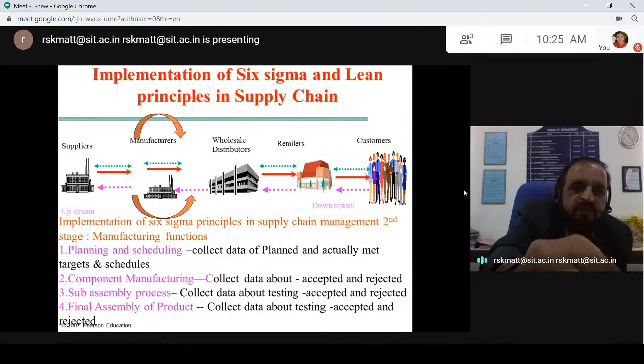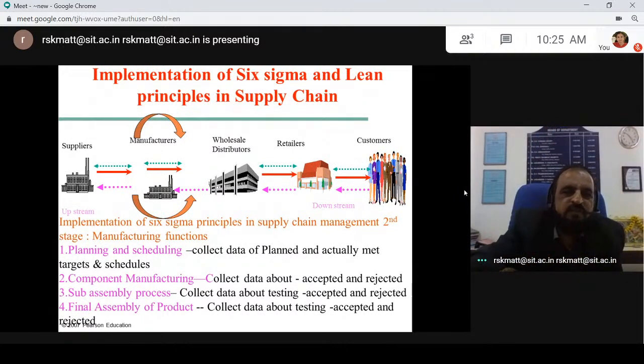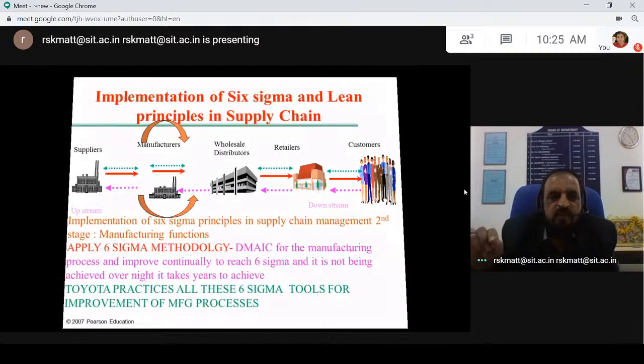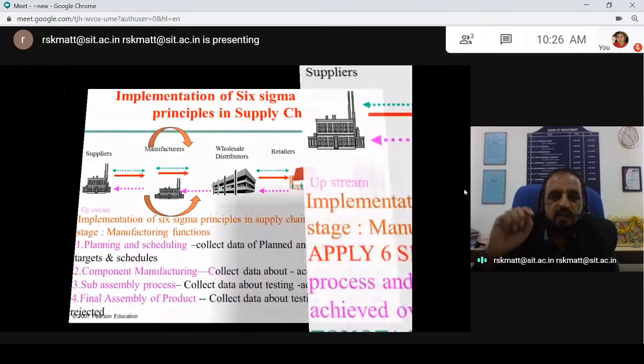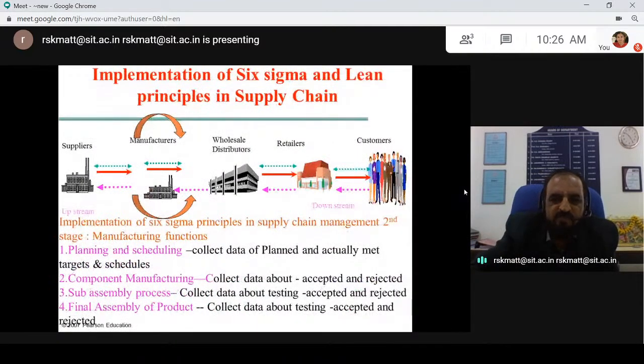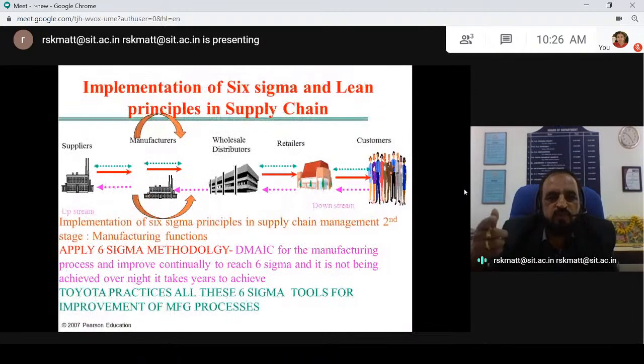That is, we are at the second stage. We are implementing Six Sigma in the second stage of the supply chain. In the first stage, we have applied Six Sigma concepts and are improving. In the second stage, collect the data with respect to all these parameters: how many sub-assemblies, components, or finished assemblies are accepted and rejected. Calculate the sigma level, and try to improve those processes.